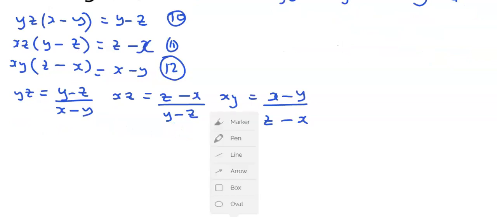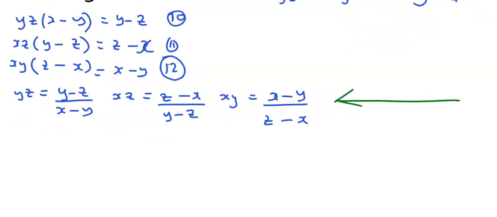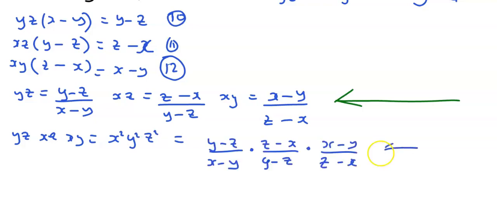And so we can now see here that we have an expression for yz, xz, and xy, which enables me to obtain an expression for yz times xz times xy, which is the same as x squared, y squared, z squared, and that will be as follows. And we obtain this expression here.